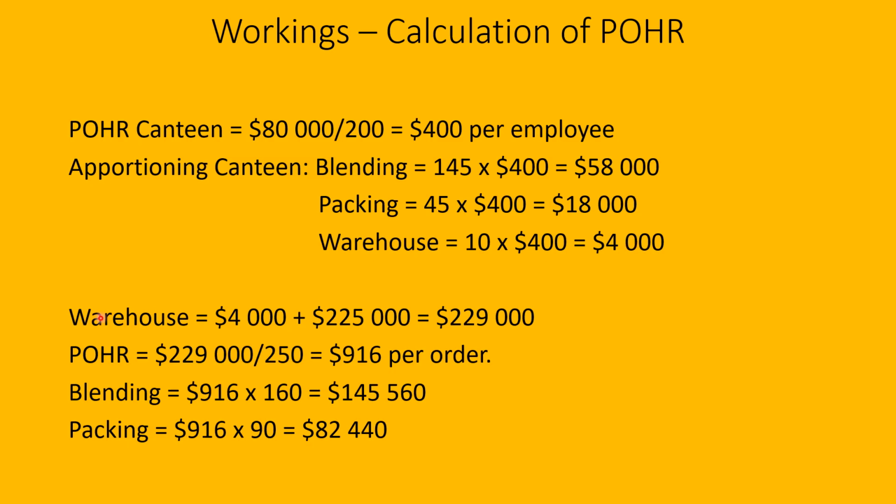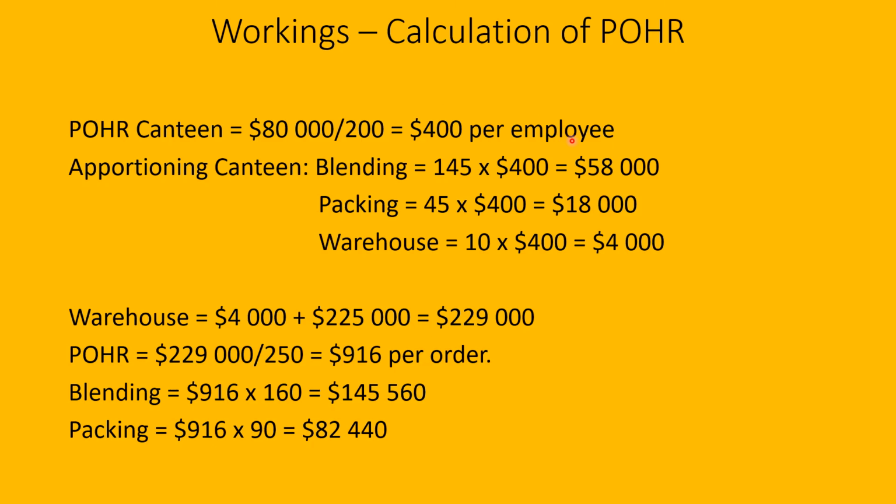Now, when we come to do the same thing for the warehouse, we have to add on the 4,000 first that it got there to whatever it had already allocated. Okay, so we add on the 4,000 and we'll get 229,000 as the total for the warehouse. That's going to be apportioned to the blending and the packing only. Notice canteen was already allocated here. It does not come back in. That is how the step down method works.